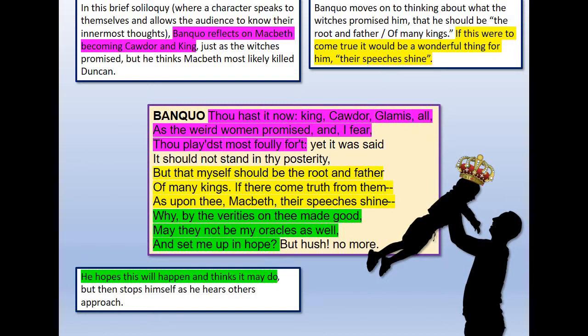So, in case you haven't annotated your extract enough, or in case when you first started writing those quotes down you haven't put quite enough detail in there, I do know there can be the temptation not to put as much detail in as we should. I've put some key elements in here that I want to make sure you've got annotated in this little speech. So, in this brief soliloquy, a character speaks to themselves and allows the audience to know their innermost thoughts. We've gone through that.